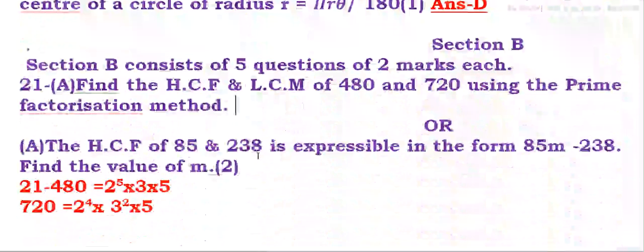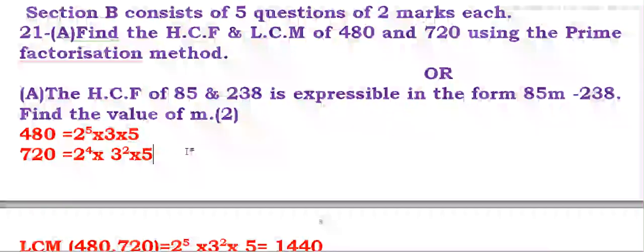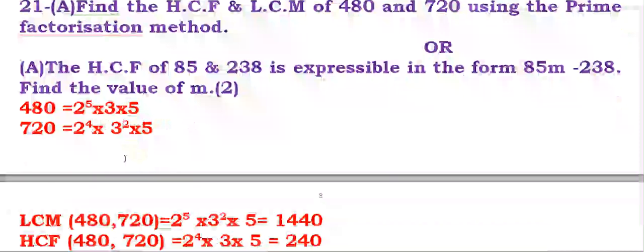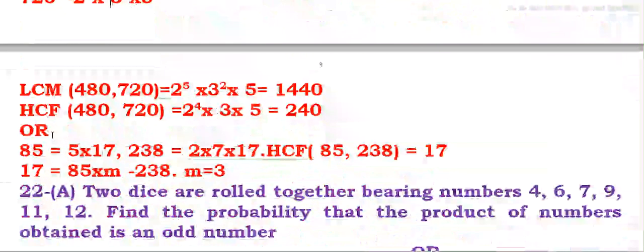HCF and LCM we can find by making the factors of these numbers. 480 is equal to 2 power 5 into 3 into 5, and 720 is 2 power 4 into 3 power 2 into 5. The HCF will be 2 raised to power 4 into 3 into 5, that will be 240, and the LCM is 2 power 5 into 3 power 2 into 5. This is the HCF and LCM.